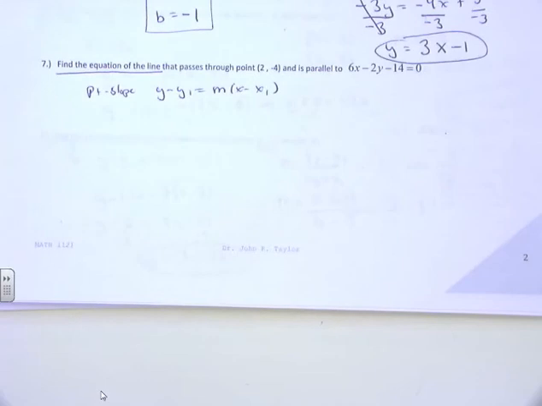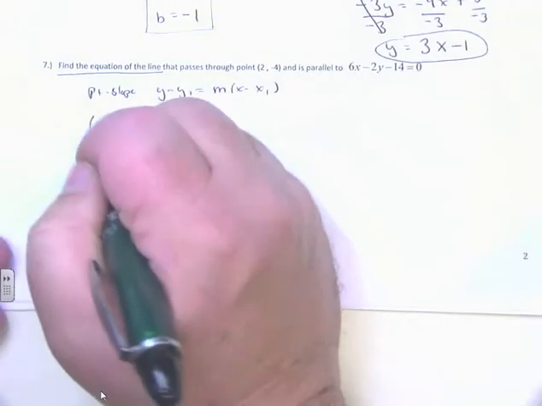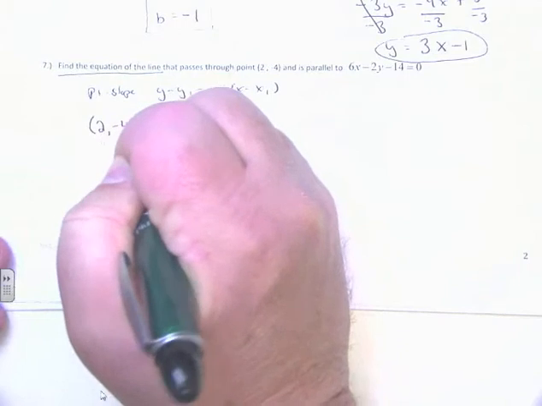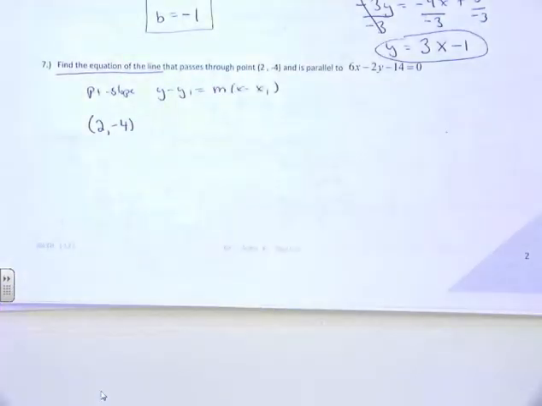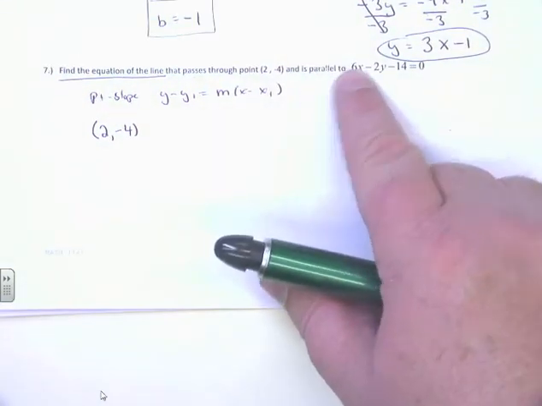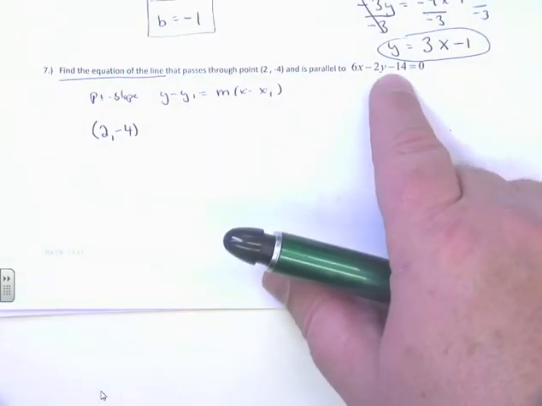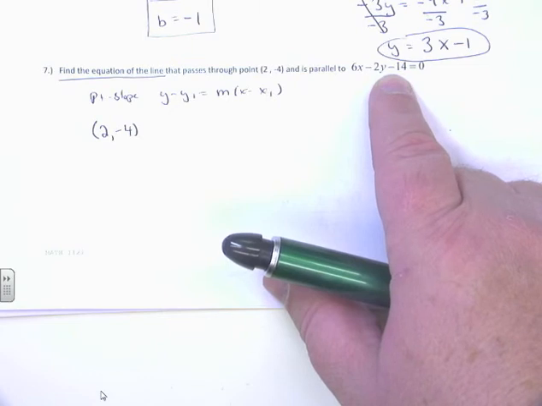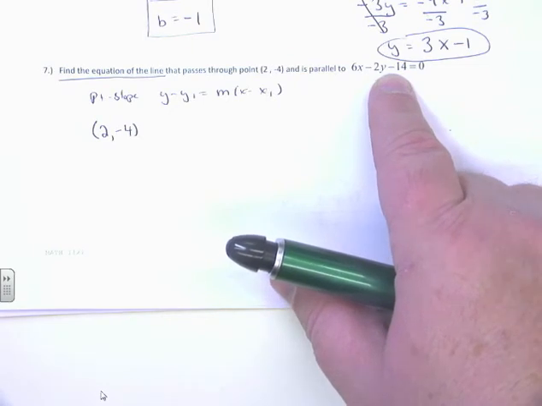To use the point slope formula, you've got to have two things. You've got to have a point. Well, we got the point part down. They gave me (2, -4). The second part is you've got to have a slope. Because it says parallel, I need to have the same slope as the slope of this line: 6x minus 2y minus 14 equals 0.